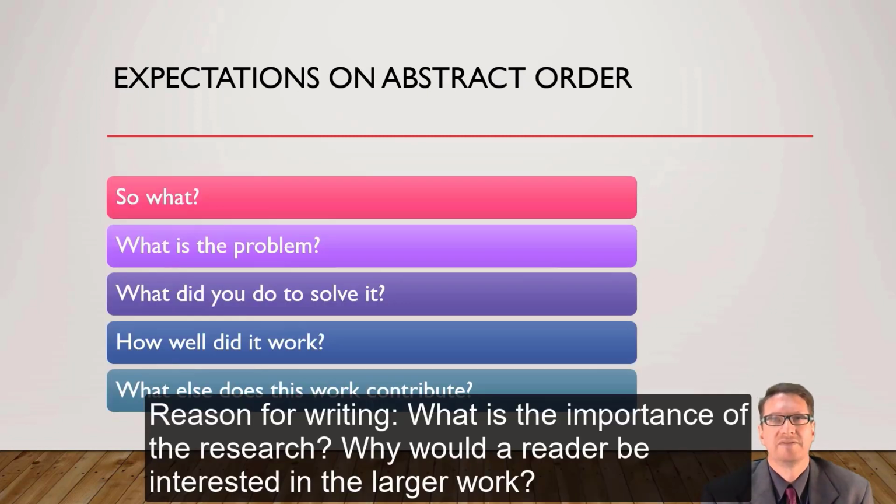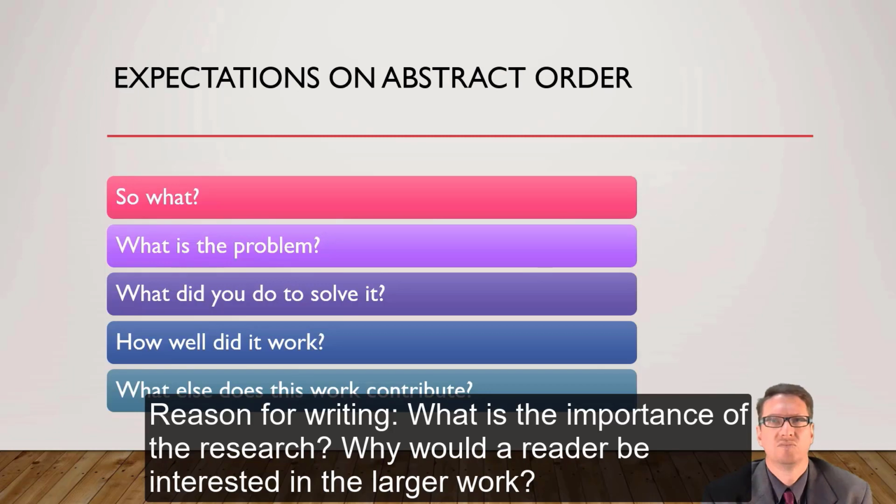So abstracts, at a lower level than those 3 questions, have these 5 questions. What is it? Well, what is the problem? What did you do to solve it? And so what? That's all tied up. You want to know the reason for writing this in the first place. Why is it important? Why would a reader be interested in reading this?